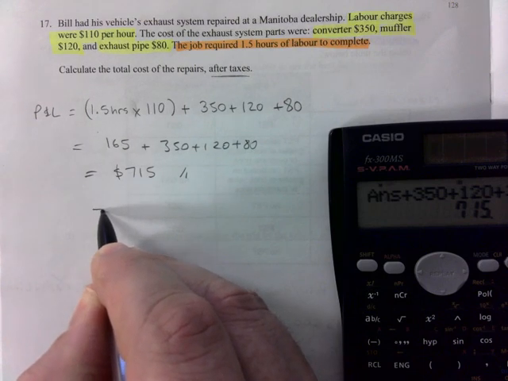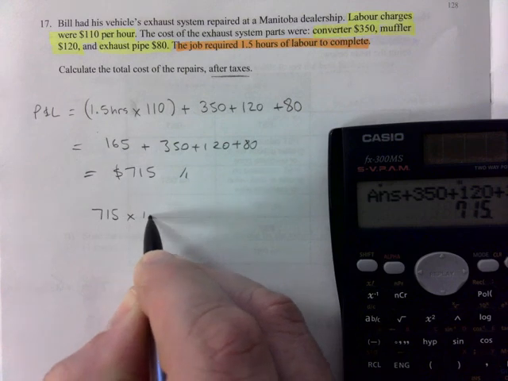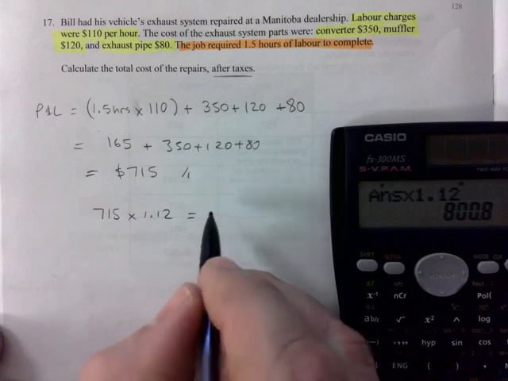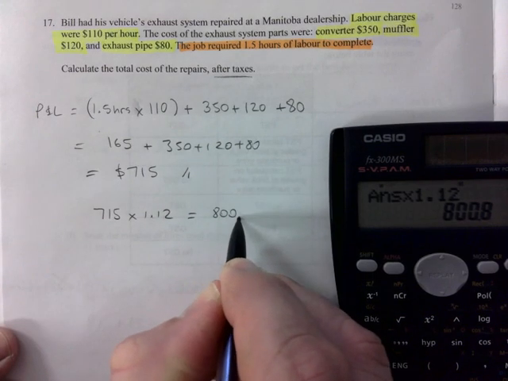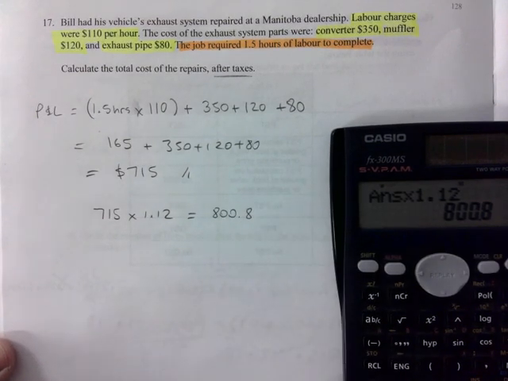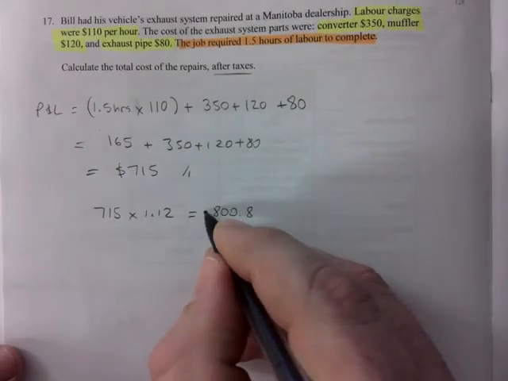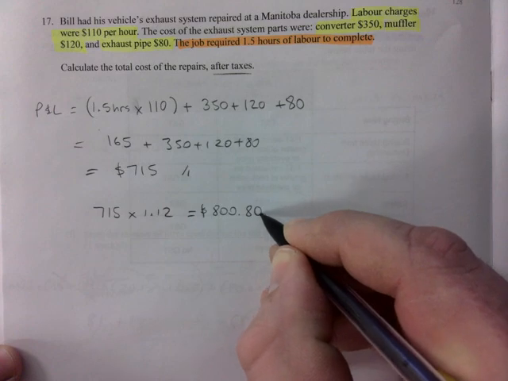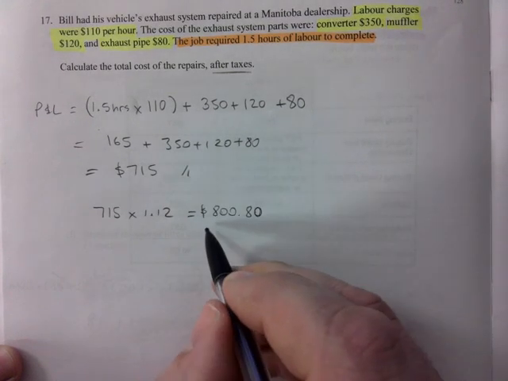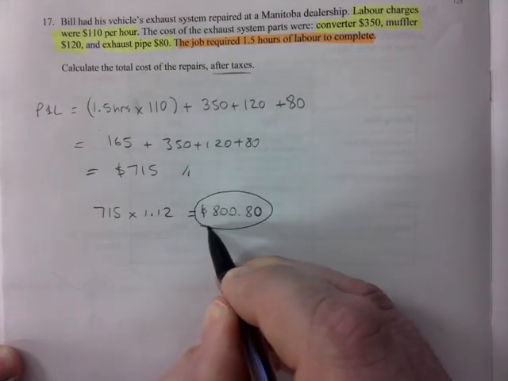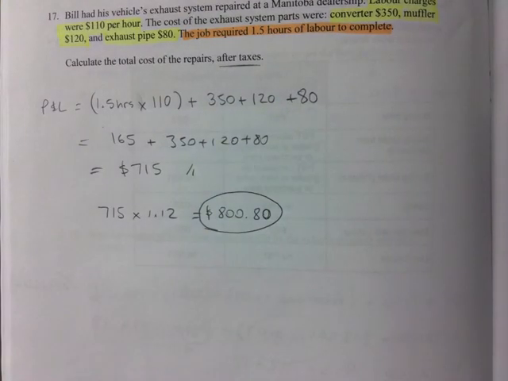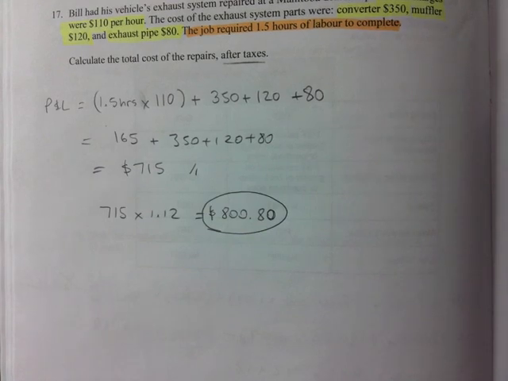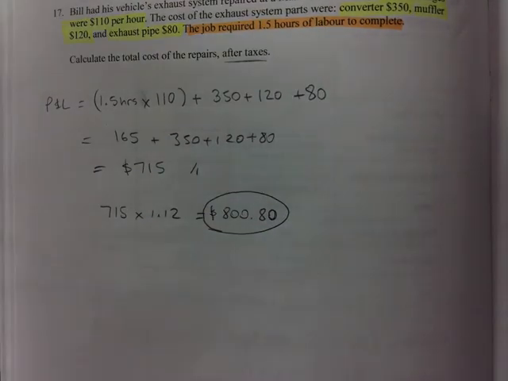Try something. So 715 times 1.12, that's 800.8. There's 2 things wrong with that. Dollar amount is missing, and you want 0 with the cents, right? It's 80 cents. That is your final answer. Clearly indicate that is what I'm after here. All right. Let's keep going.